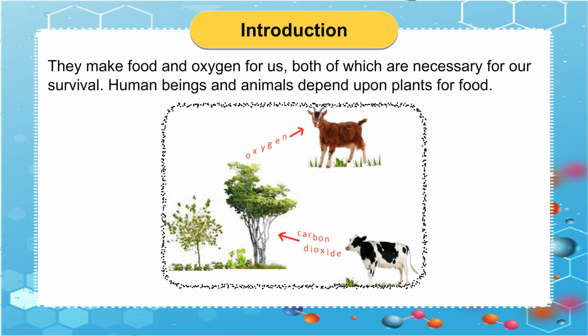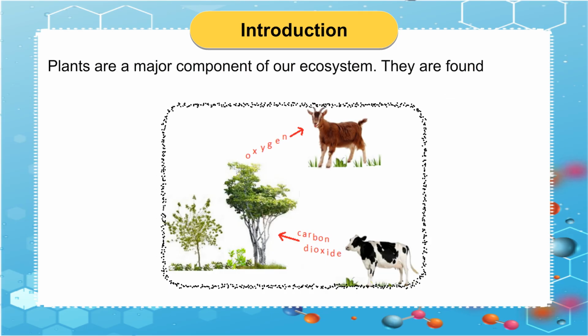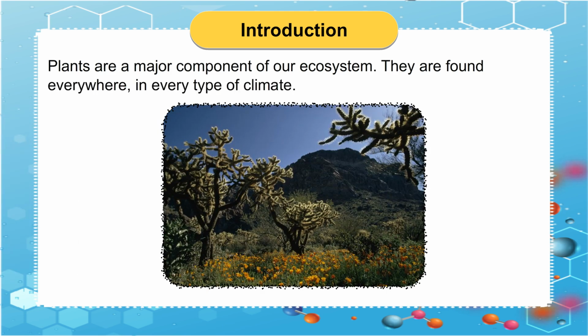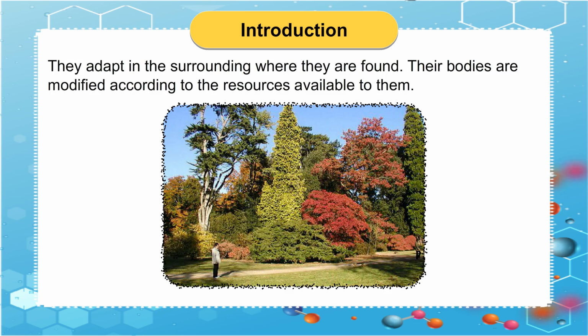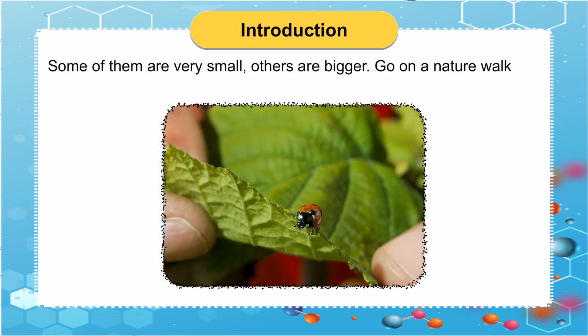Human beings and animals depend upon plants for food. Plants are a major component of our ecosystem. They are found everywhere, in every type of climate. They adapt to the surroundings where they are found. Their bodies are modified according to the resources available to them. Some of them are very small, others are bigger.